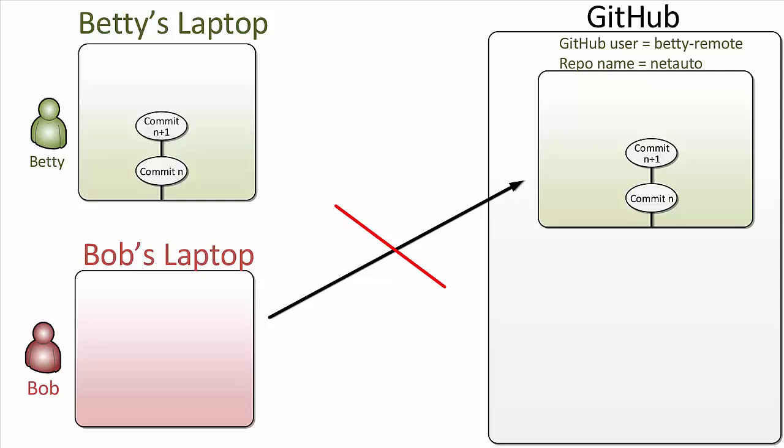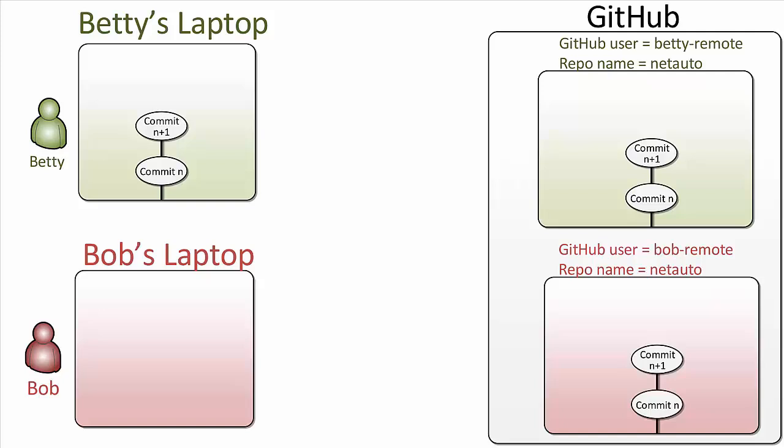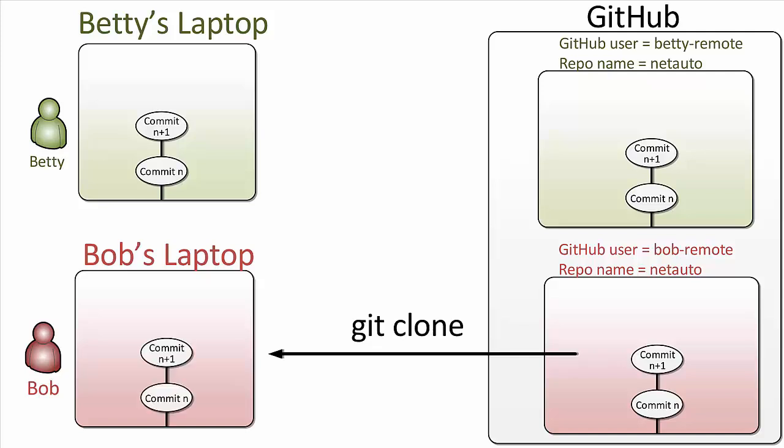One option Bob has is to fork the repo in GitHub. A fork creates a copy of Betty's repo in GitHub. Bob will be the owner of this copy. Bob can then do a git clone, but against his fork of the NetAuto repo.